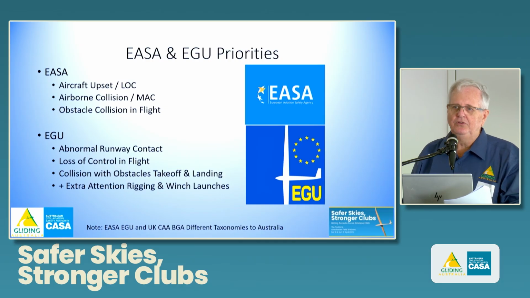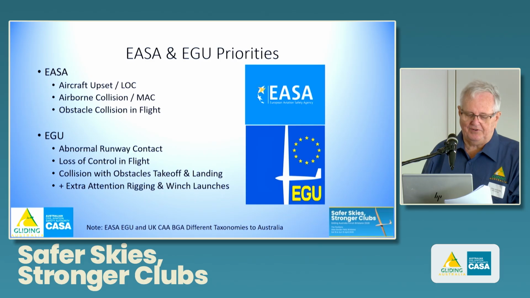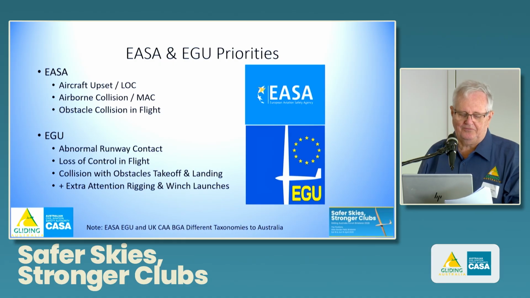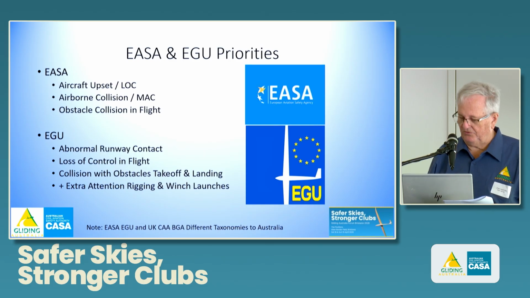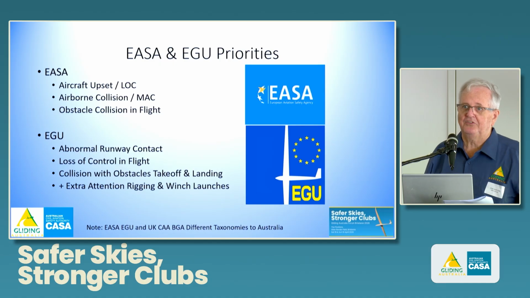The EGU, European Gliding Union, priorities are very much about abnormal runway contact, which is hard landings and thumping into the ground, loss of control in flight from numerous causes, collision with obstacles on takeoff and landing. That's a big one. That might be skewed by their high use of winch and operating out of very, very small, tight environments. And they are giving extra attention to rigging issues and winch launches. So that's what the Europeans are doing.